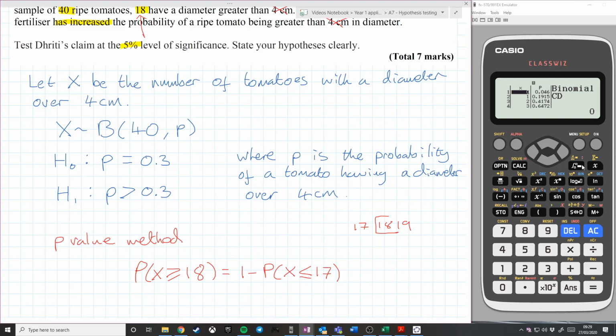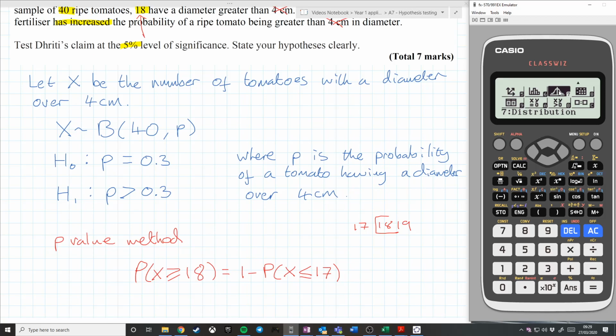So in my calculator, I go to Menu, Distribution, Binomial CD. I just want to do 1. My n is 40. No, that's going to be 18. No, actually, I want 17, don't I? Less than or equal to 17. My n is 40, and my p is 0.3. And I get that value.